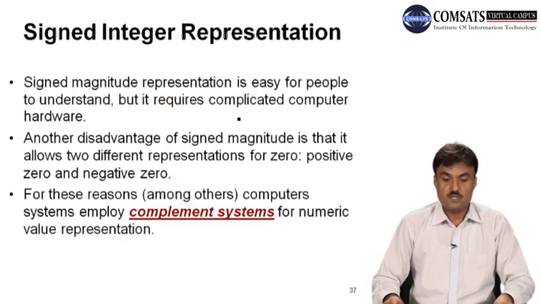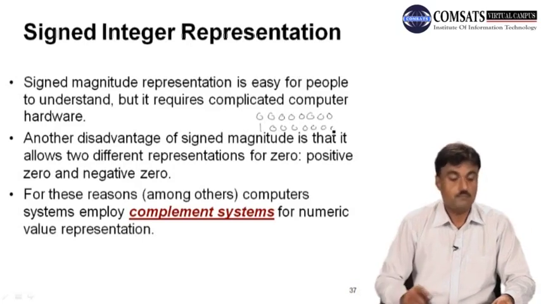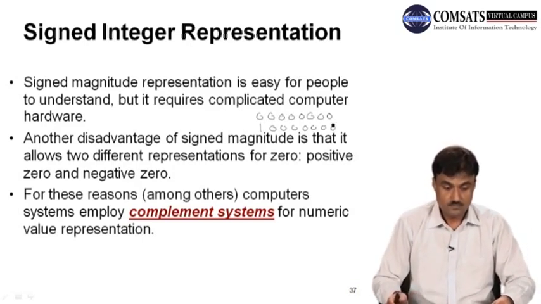Signed magnitude representation is easy for people to understand, but it requires complicated computer hardware to do other operations. Another disadvantage of signed magnitude is that it allows two different representations of zero, positive zero and negative zero. For example, for zero, all these 7 bits will be 0, and this sign bit will also be zero. For negative zero, this will remain the same, and only the sign bit will change. So these are the reasons. There are other reasons also.